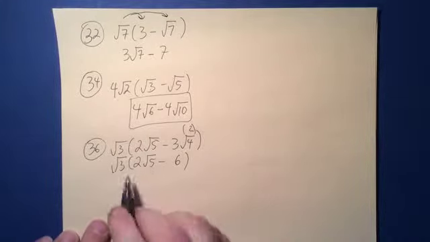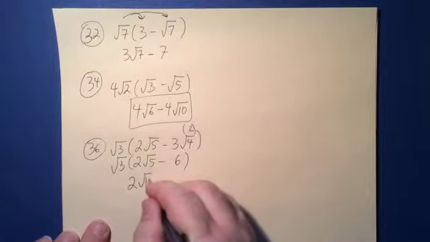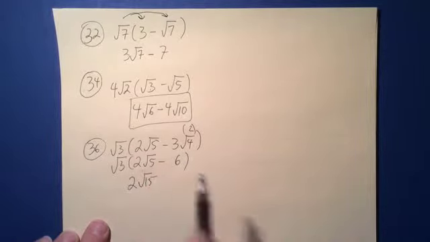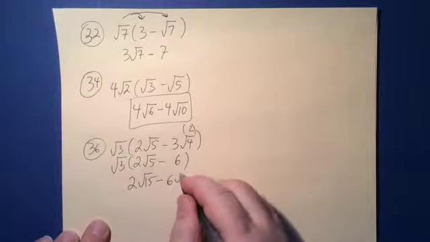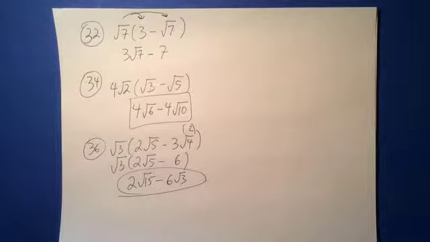Radical 3 times 2 radical 5. This is just going to be 2 radical 15. Radical 3 times 6 will be 6 radical 3. And this is our final answer to 36 in simplest form.